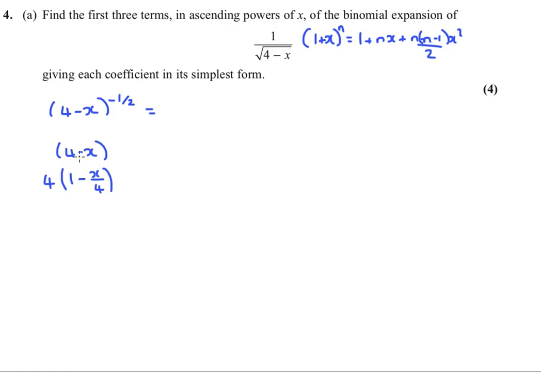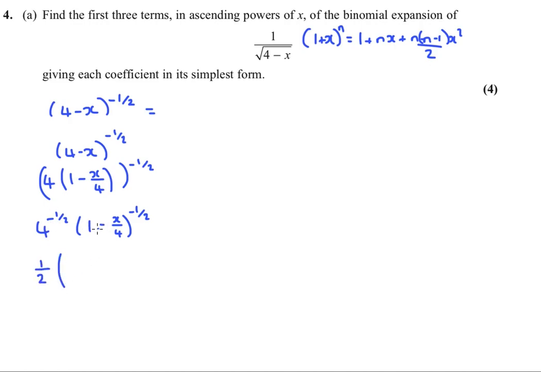So this to the power of minus a half is the same as this to the power of minus a half. And I can apply the power to each of the two terms that are being multiplied together to give me 4 to the power of negative a half times 1 minus x over 4 to the negative a half. And this is now in the right form. So 4 to the minus a half is 1 over the square root of 4. So that is a half. So I've dealt with that.